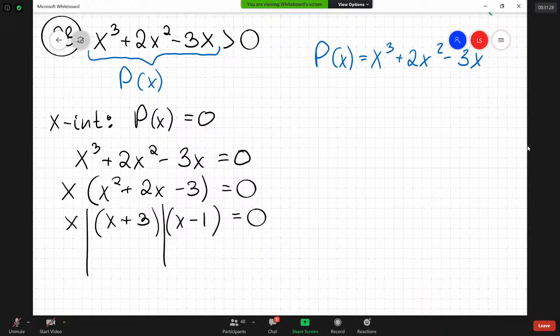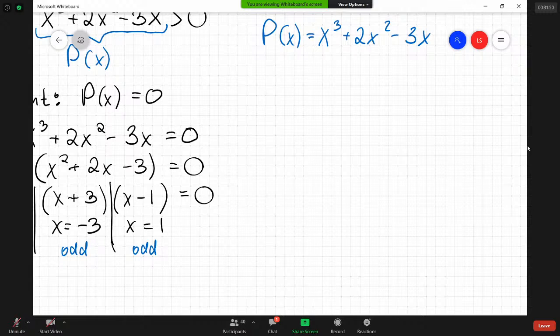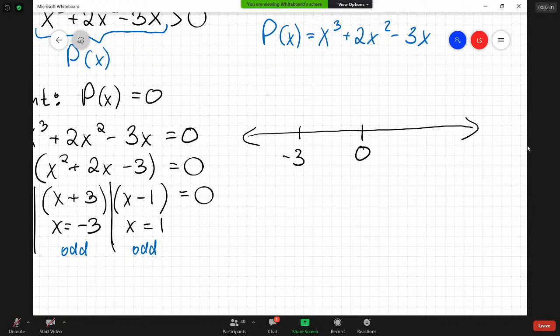So we got 3 x-intercepts here. One is 0, one is -3, one is +1, and the multiplicity for each of them is 1, so they're all odd multiplicity zeros. Now we can do our sign analysis chart. So we have a 0, we have a -3, and we have a +1. These are my x-intercepts.